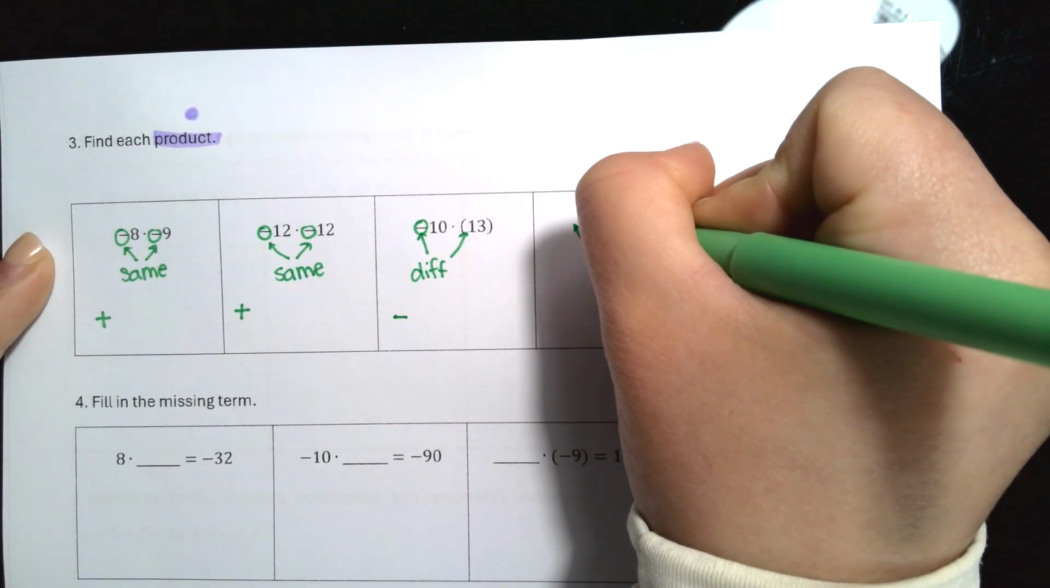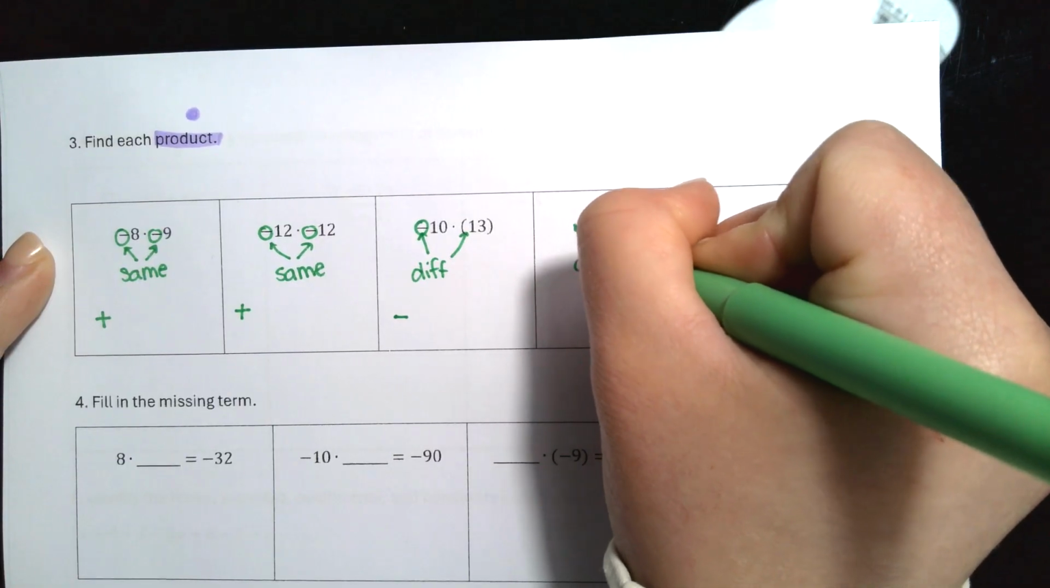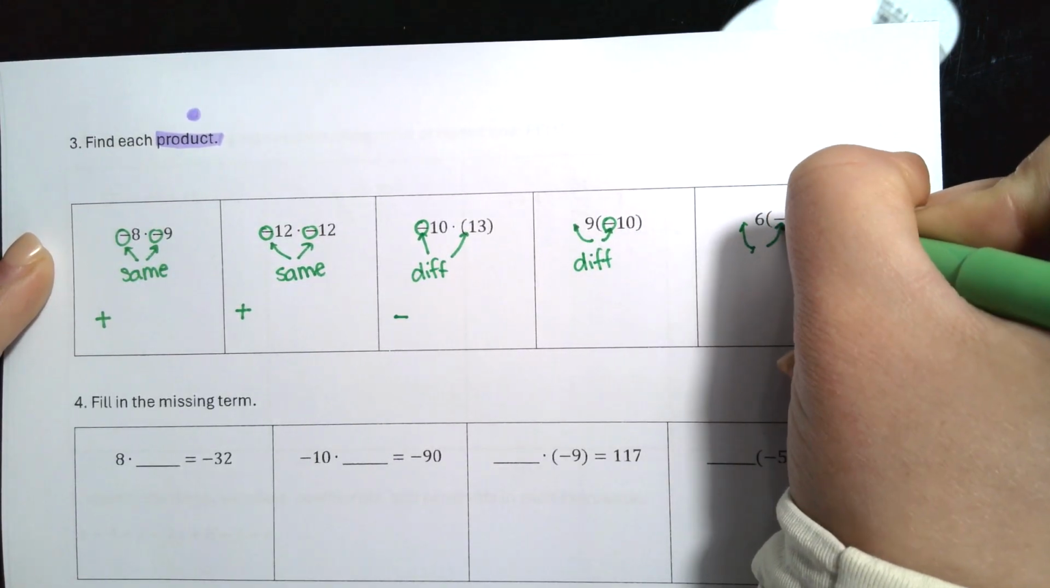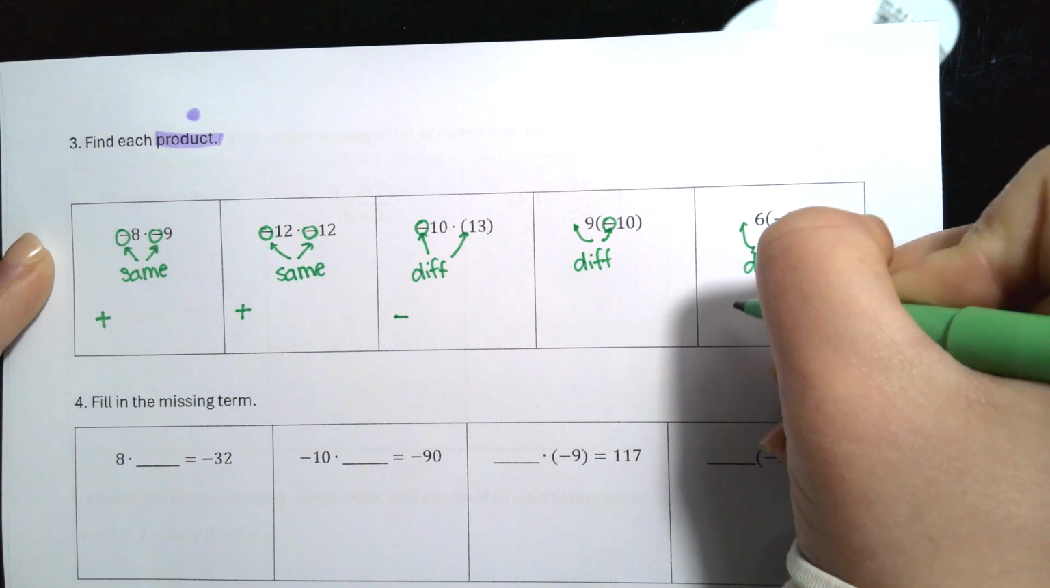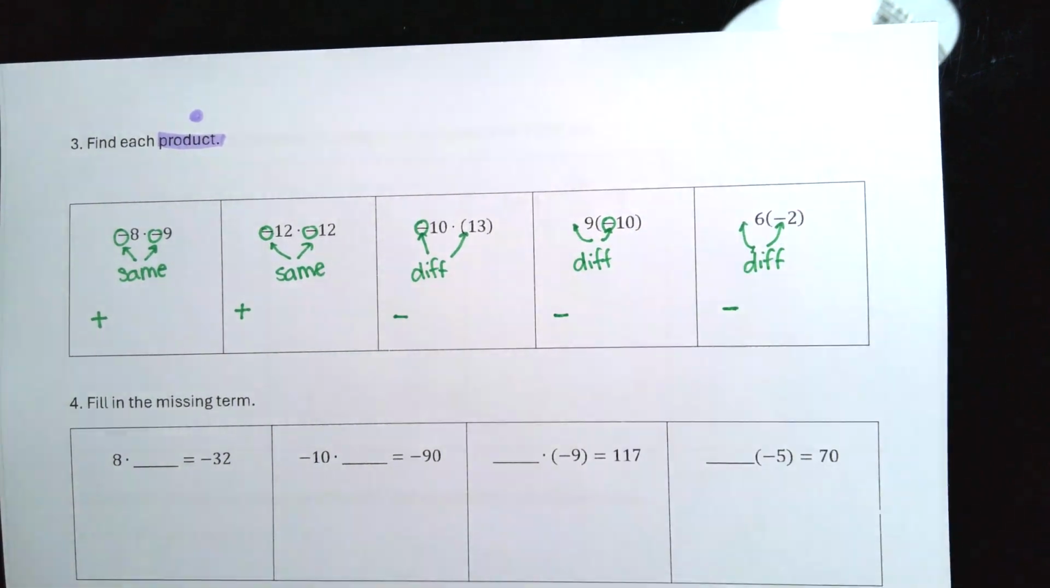Here's nothing in front, here's a minus, these are different. Different means you're going to have a negative answer. Now, I want to point something out.